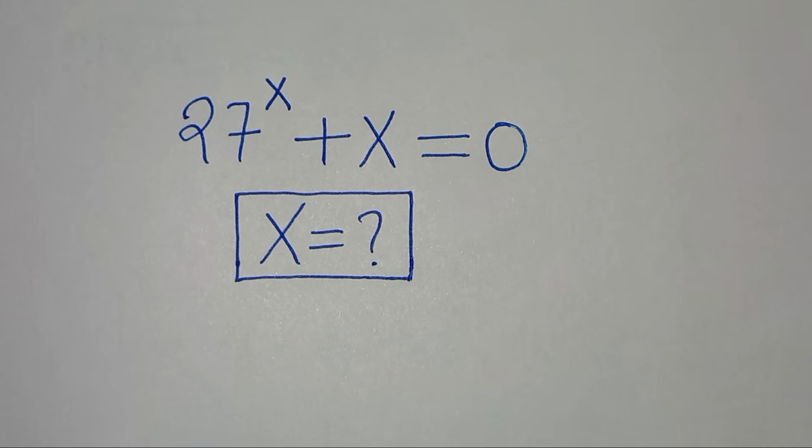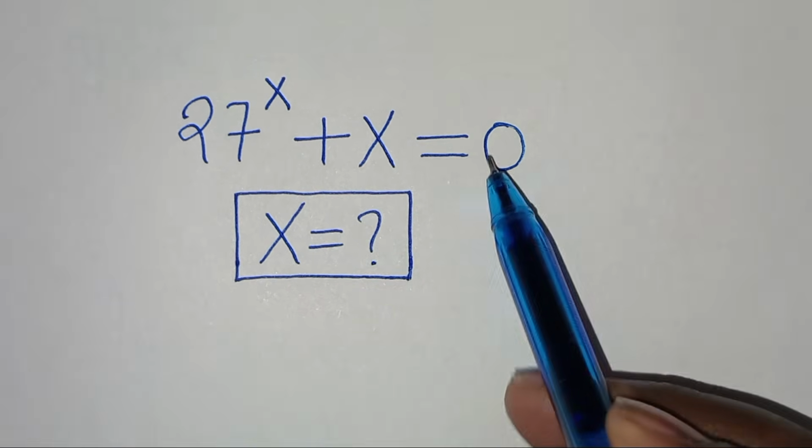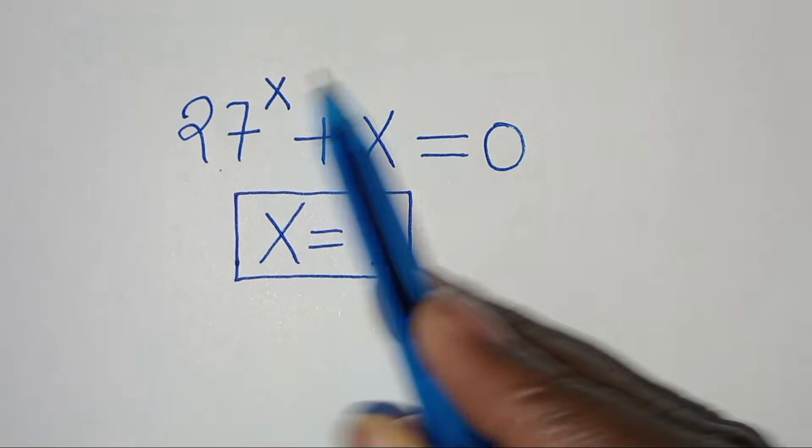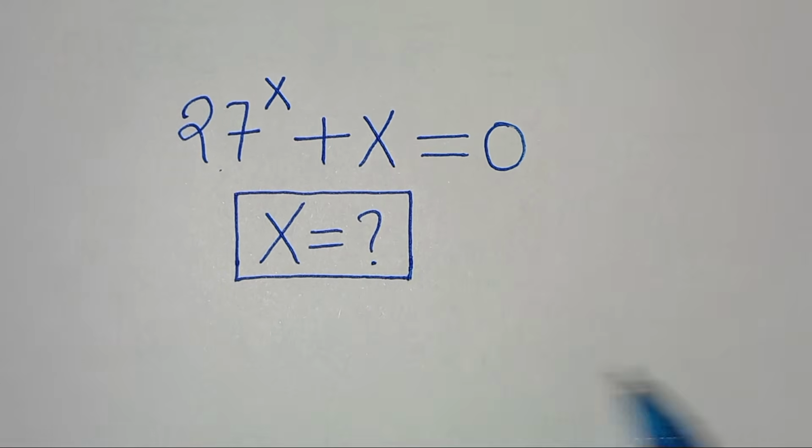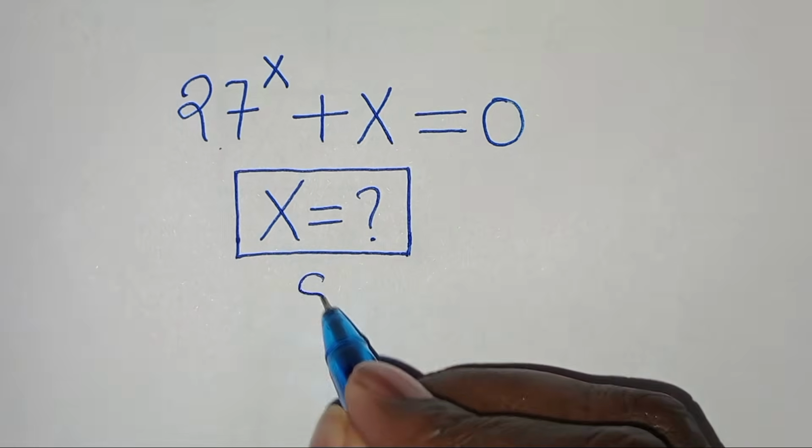Hello everyone, you're welcome to solve this nice algebra problem, which is 27 to the power of x plus x, equal to 0. So what is the value of x? Now let's provide a solution from here.